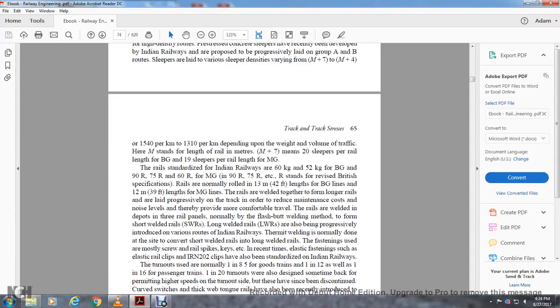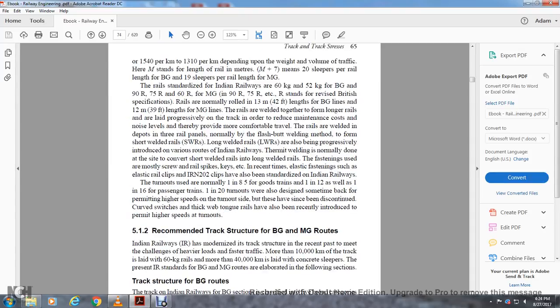The fastenings used were mostly screw spikes, keys, etc. In recent times, elastic fittings such as elastic rail clips and IRN 202 clips have been standardized on Indian Railways. The turnouts are normally 1 in 8.5 for goods trains, 1 in 12 as well as 1 in 16 for passenger trains. 1 in 20 was assigned some time back to permit higher speed on the turnout side. They have since been discontinued.